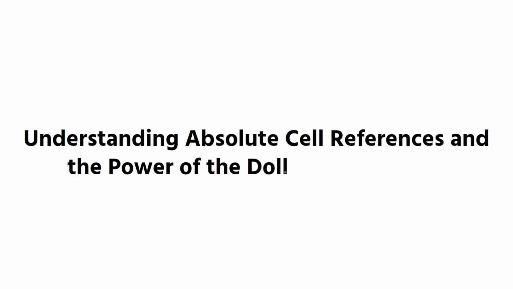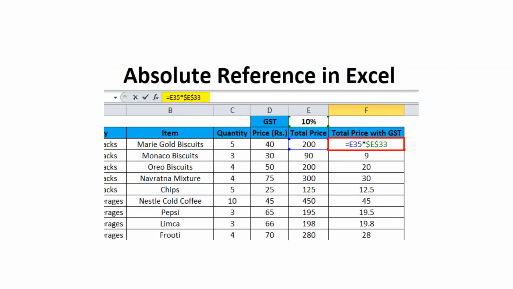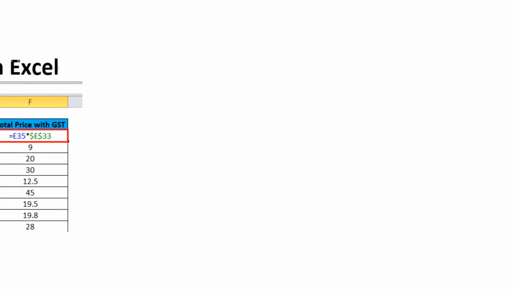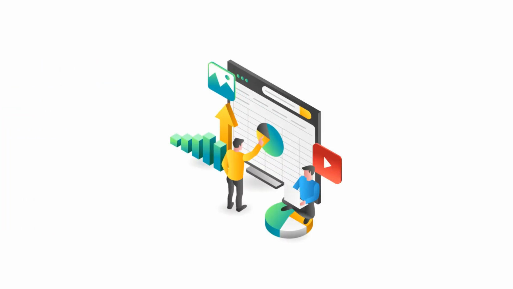Understanding absolute cell references and the power of the $ sign in Excel. Absolute cell references are a foundational tool in Excel, allowing users to lock specific cells in a formula regardless of where the formula is copied. This functionality is vital for creating accurate and consistent calculations across large datasets.